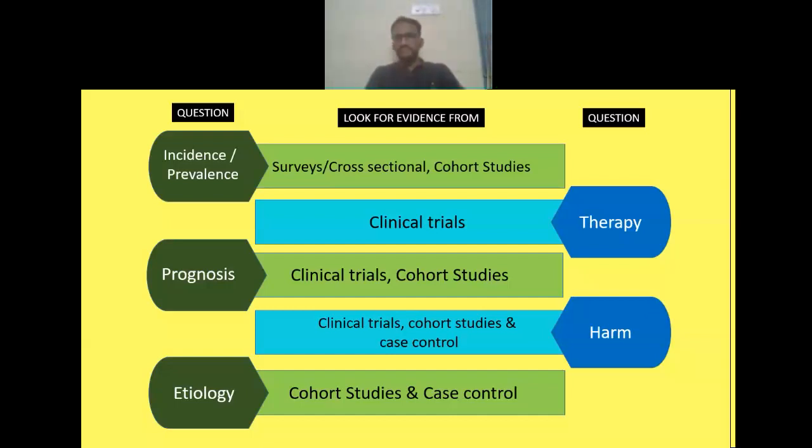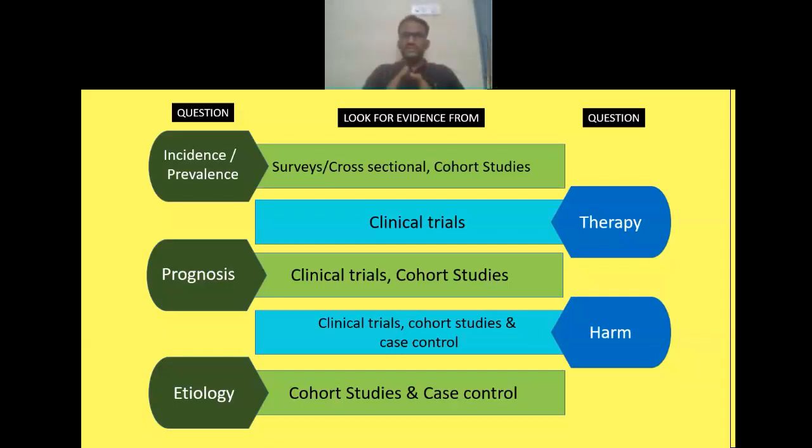When it comes to harm or the harmful effects of the therapy, clinical trials, of course, because clinical trials have to mandatorily disclose any harmful events which have occurred, and cohort studies and case control can be used for that. For etiology, to determine a cause effect relationship, we need cohort studies and case control studies.